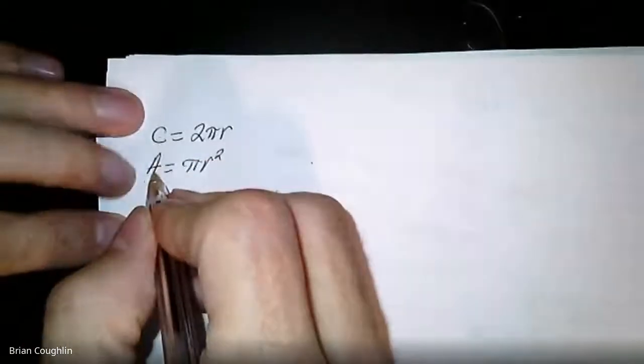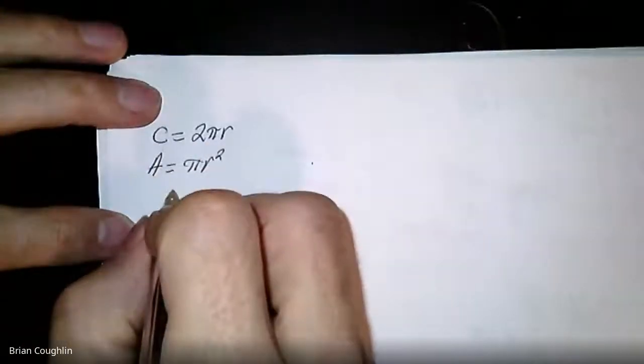Now, they're telling us that the circumference and the area are identical. In other words, they're telling us that C is equal to A. Well, let's set these two formulas equal to each other. C is the 2 pi r, and that should be equal to the A, which is pi r squared.